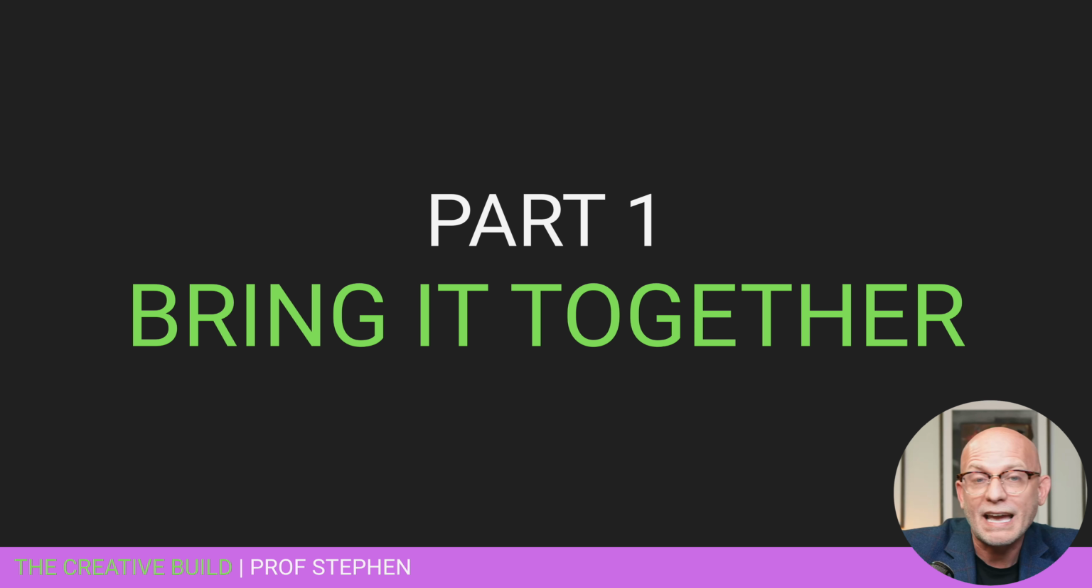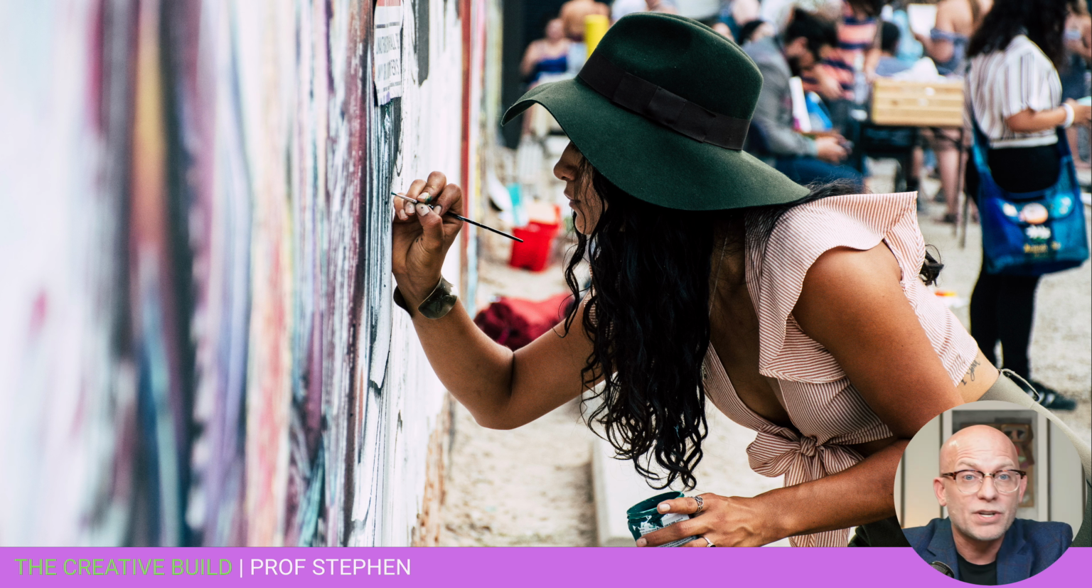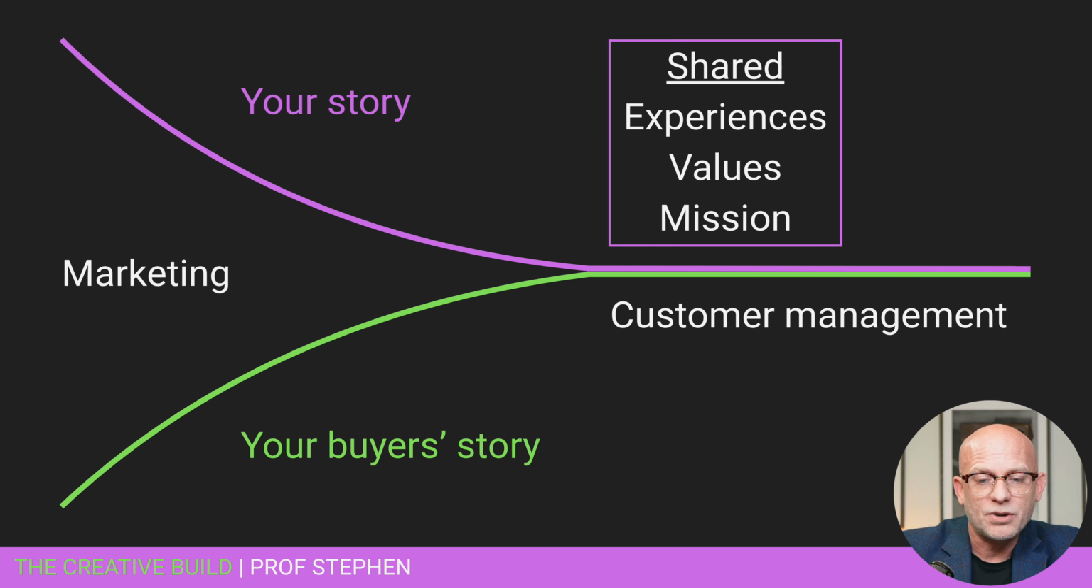So let's start by bringing everything in Tool 1 and 2 together. You have an artist story, and you spent time on that in Tool 1. In the Tool 2 lesson, you learned that your buyers also have a story. And I introduced this framework that shows that marketing is just orchestrating connections with your customers based on shared experiences, values, and mission. And the goal is for your stories to intertwine after a purchase, for them to become not just customers to manage, but lifelong fans.